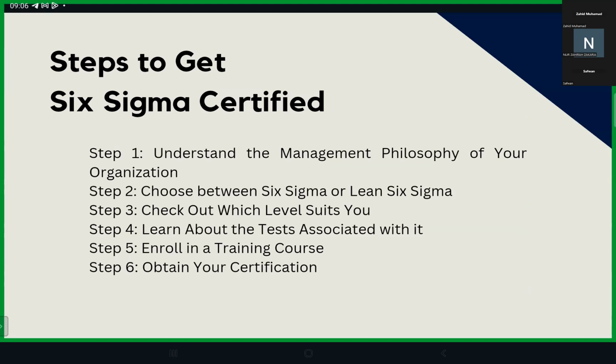These are a few steps to get Six Sigma certified. For step 1, understand the management philosophy of your organization, and then choose between Six Sigma or Lean Six Sigma. Next, check out which level suits you, and then learn about the tests associated with it, enroll in a training course, and obtain your certification.